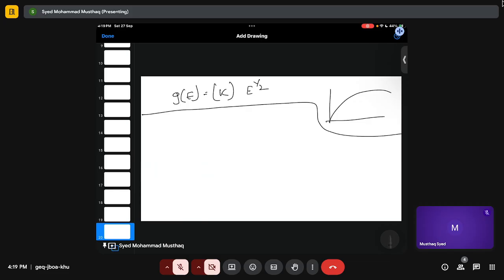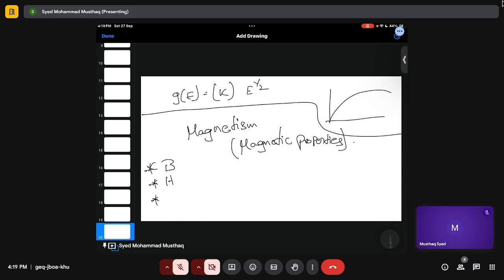Now, moving on to the most important and interesting topic, which is magnetism. Here are the magnetic properties. When I talk about magnetic properties, there is a big confusion between B, H, and M: magnetic flux density, magnetic intensity, and magnetization.